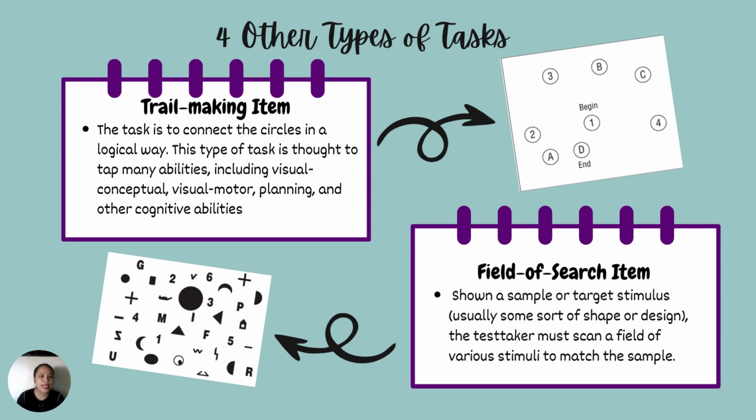The second one is the field of search item. The test taker is shown a sample or target stimulus, usually some sort of shape or design, and must scan a field of various stimuli to match the sample. This kind of item is usually timed. People with right hemisphere lesions may exhibit deficits in visual scanning ability, and a test of field of search ability can be of value in discovering such deficits.